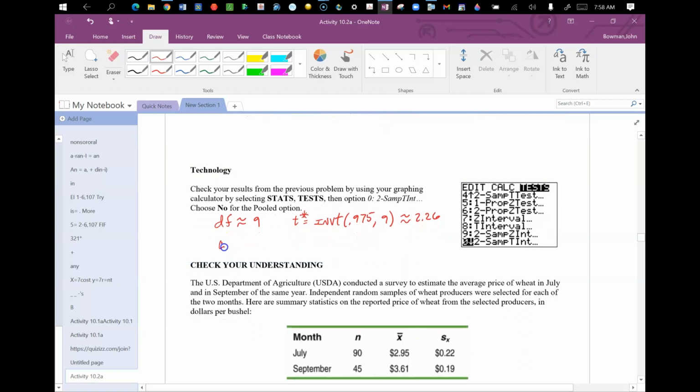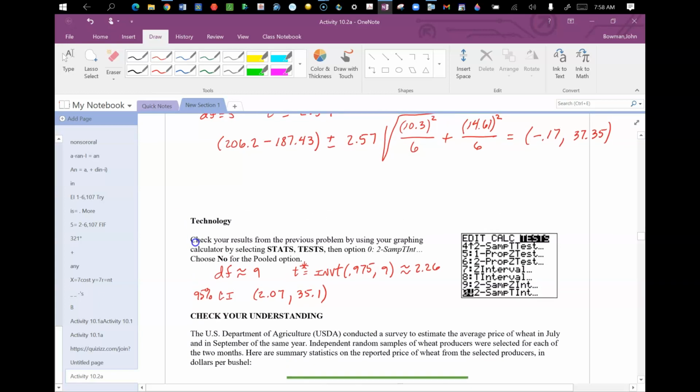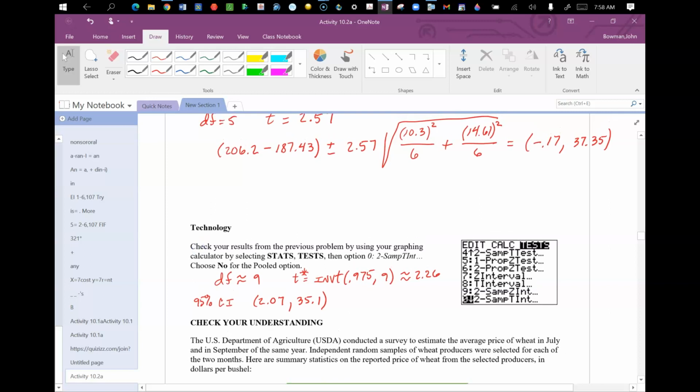The 95% confidence interval we're going to get for this same situation is going to be from 2.07 to 35.1. And what you notice there is that in the more conservative approach, the less accurate approach, our confidence interval did contain 0, and in this case it didn't. So that's a pretty significant difference here.